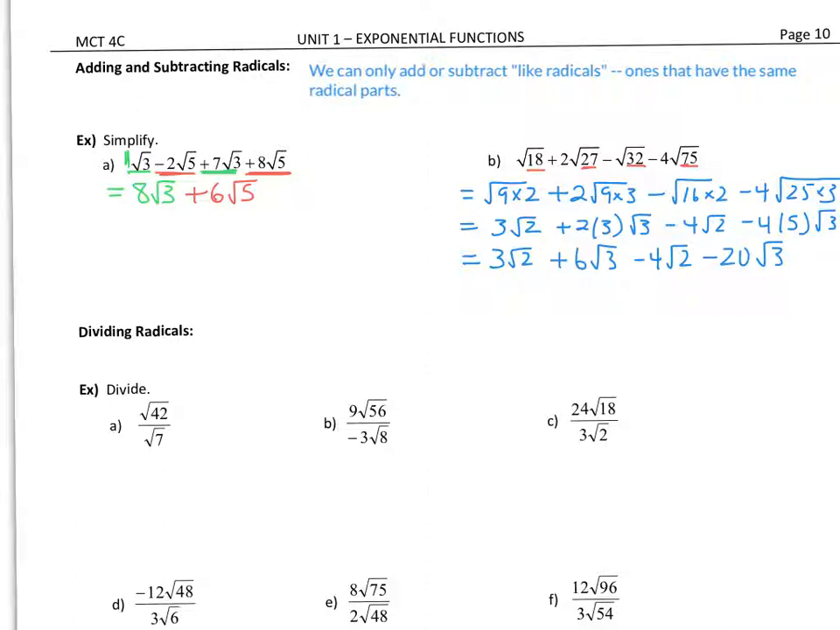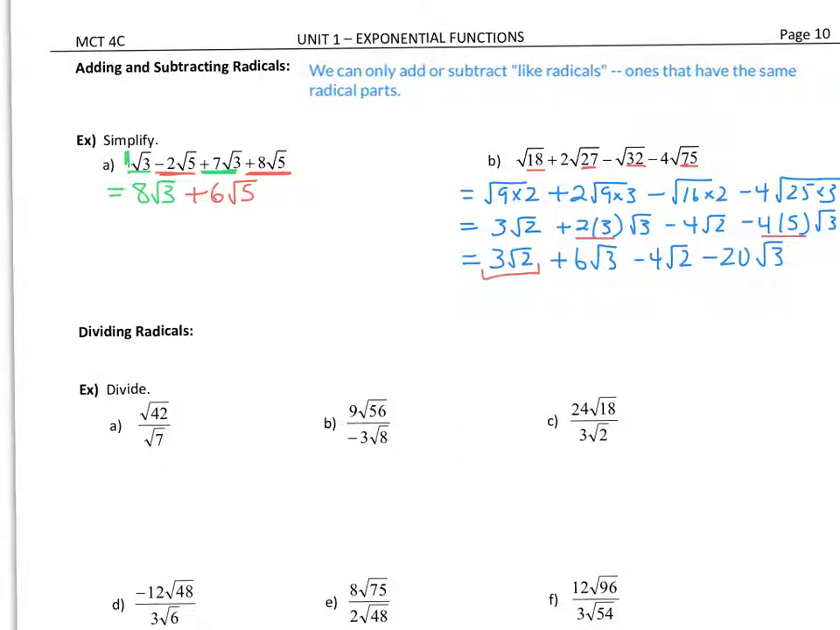Okay, so I've done some work here. I broke them into the perfect square times another number, and then I took the square root of my perfect square and threw it in front. So I've kind of skipped that step now where I broke it into the two pieces. And then I did my multiplication where I needed to, like the 2 times the 3 and the 4 times the 5. Now I can put my like radicals together.